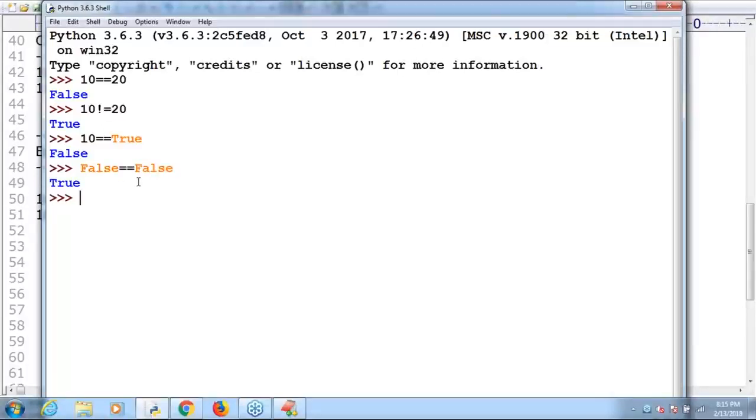False double equal to false. What is the output we are going to get by default? True. Remember this one: false and false both are equal. That's why the output we are going to get is true. Make sure of this.